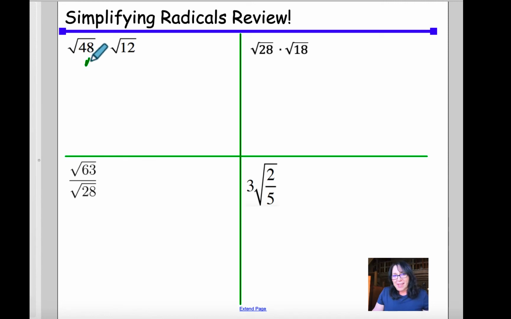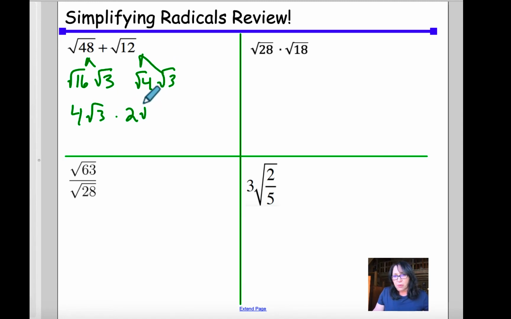So the square root of 48 is going to be, again, root 16. Try to think of perfect squares times root 3. And then root 12 is the square root of 4 times root 3. So I've got 4 root 3 times root 4 is 2. So 2 root 3. And I'm not adding these. Oh, yes, I am adding these. I was going to multiply them. 4 root 3 plus 2 root 3 is going to be 6 root 3.